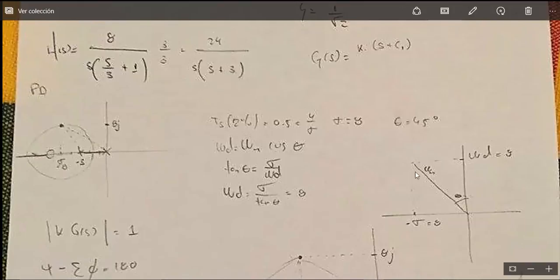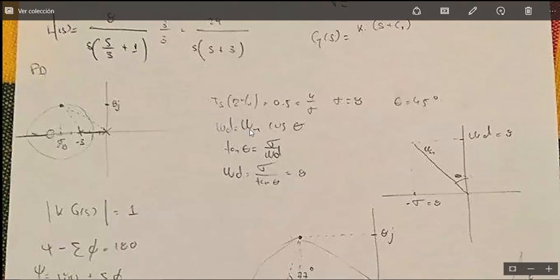After this we can calculate the omega t. We know that omega t is equal to omega n cosine of theta. Also we know that the tan of theta is equal to sigma over omega t. We can clear the omega t here and calculate this value with the two values that we already calculated. So we got that omega t is equal to 8.